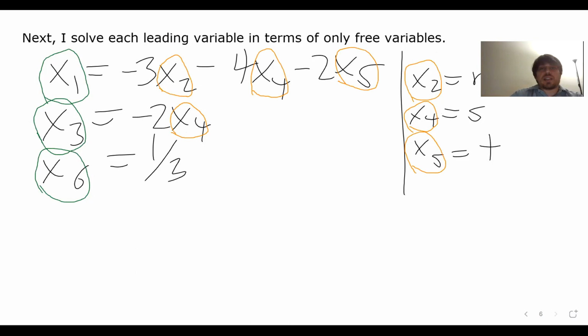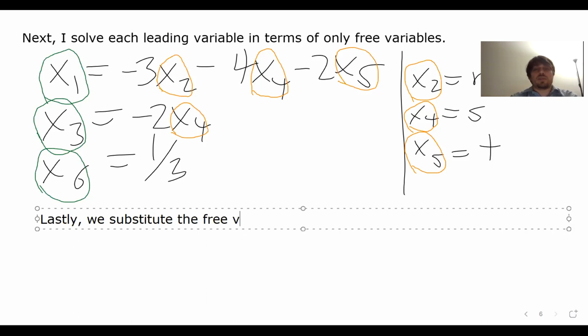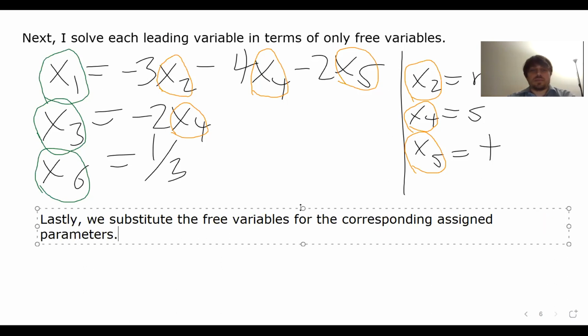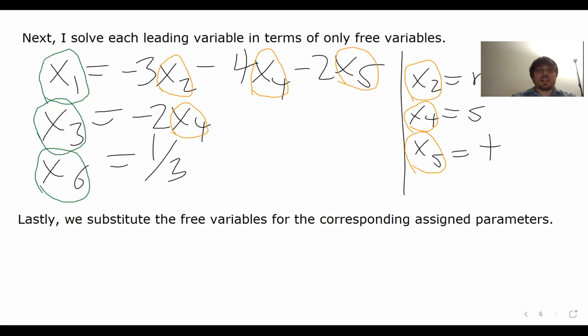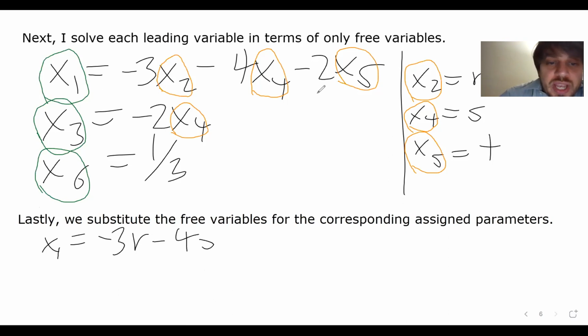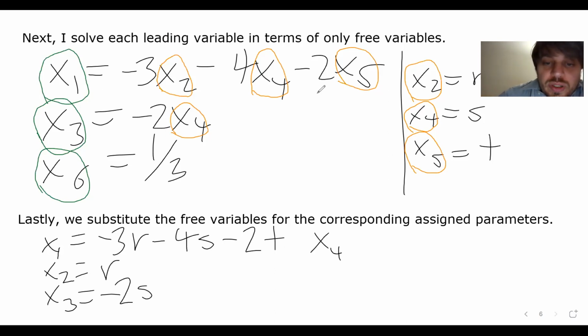So now we have that, and lastly, we substitute the free variables with the corresponding assigned parameters. And so when we do that, x1 is equal to -3 x2, which is r, minus 4 x4, which is s, and then minus 2 x5, which is t. x2 is equal to r. x3 is equal to -2 x4, which is s, and x4 is equal to s, and x5 is equal to t, and x6 is equal to 1/3.